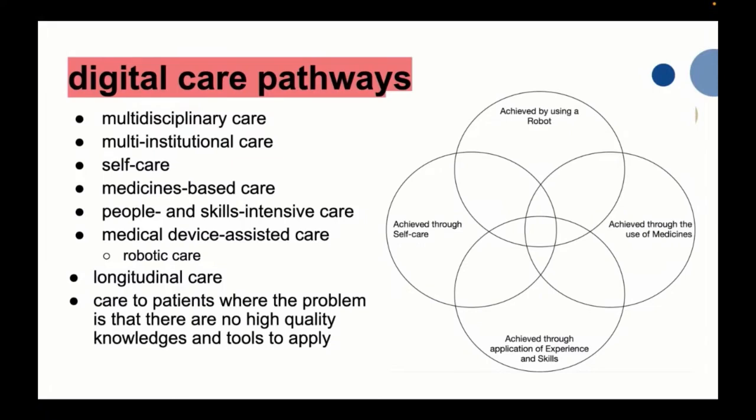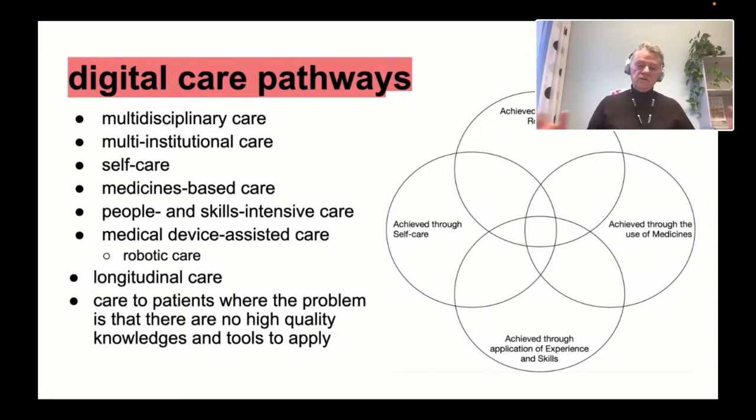We have care which requires the use of drugs. We have care that requires people and very advanced skills. We have care that is assisted by medical devices. We have robotic care. I work in rheumatology. I can see patients that have had their disease for 30 years. That means we have longitudinal care. And I have care to patients where the problem is that there is no high quality knowledge and tool to apply on their problem. That is also the backdrop of digital care pathways.